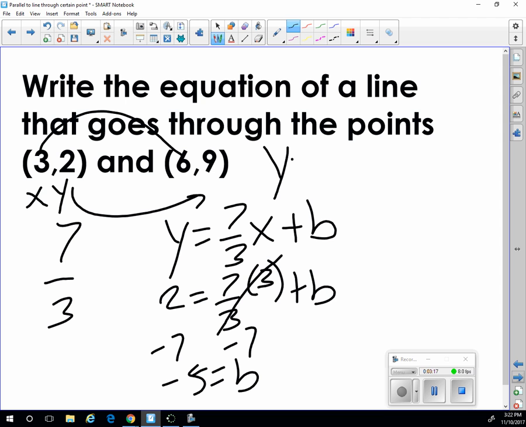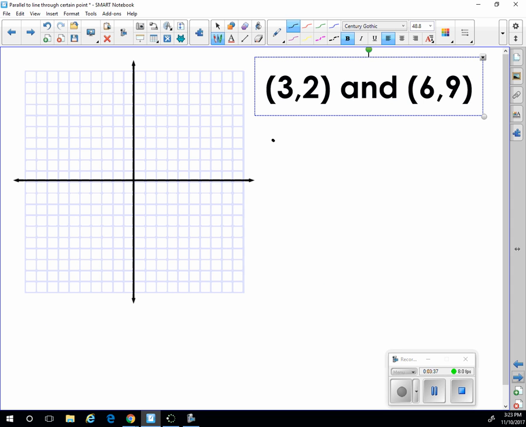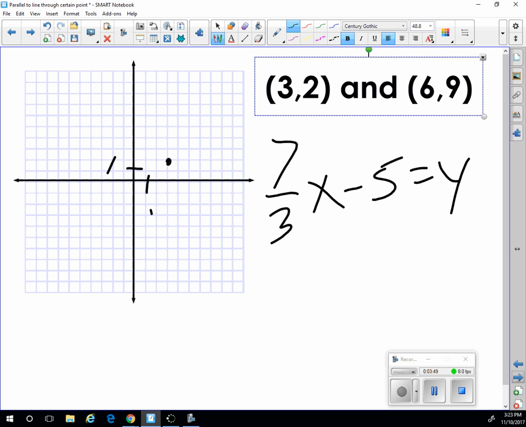So now we can finish the equation. We had the 7/3 x. Now, instead of adding negative 5, we could just go ahead and subtract 5. So let's go look at that one on a grid. We think 7/3 x minus 5 would be our y. Let's plot the points (3, 2) and (6, 9). So let's see if those 2 points are on that line.